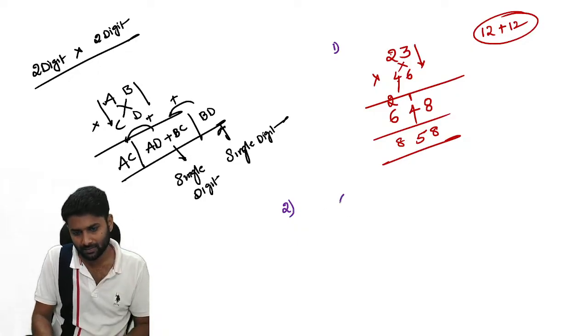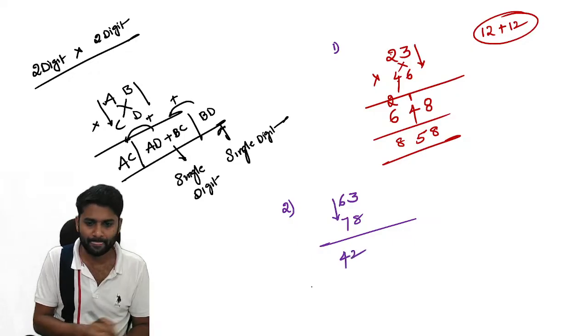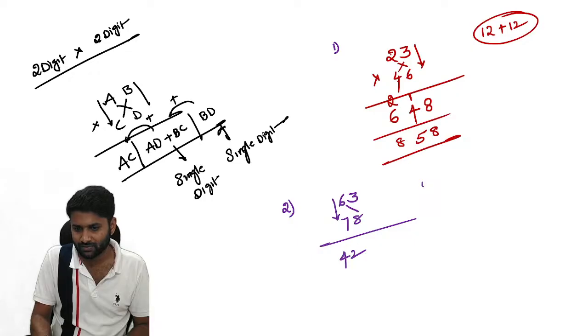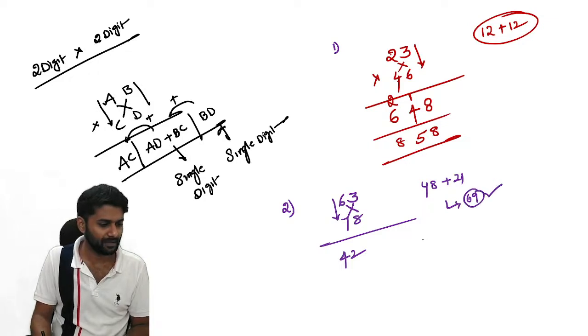Let's take an example. 63 is multiplied with 78. Step number 1: 6 into 7 is 42. Write down that number. Cross multiply them: 6 into 8 is 48, 7 into 3 is 21. If you go through the sum, then the resultant is 69.